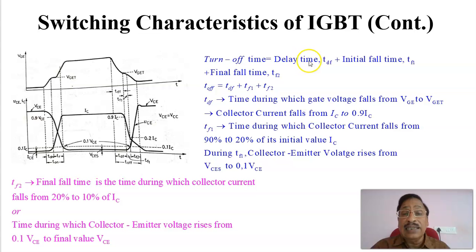One we call the delay time TDF, plus the initial fall time TF1, plus the final fall time TF2. Therefore, the total turn off period is a summation of delay time TDF plus TF1 plus TF2. Now, let us see each one.